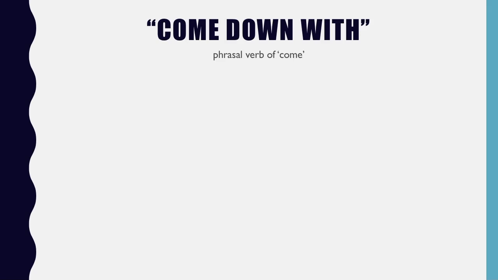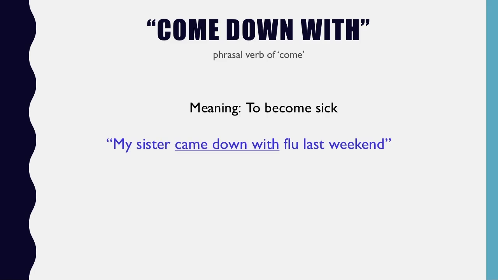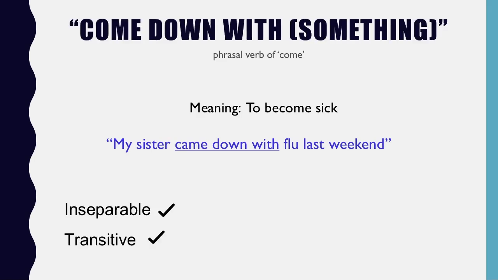Our next phrasal verb is come down with, and this is another phrasal verb from the verb come. To come down with something means to become sick, so it can be to become ill. For example, my sister came down with flu last weekend. So this phrasal verb is inseparable and it's also transitive. We need to have the object, come down with flu in this example.